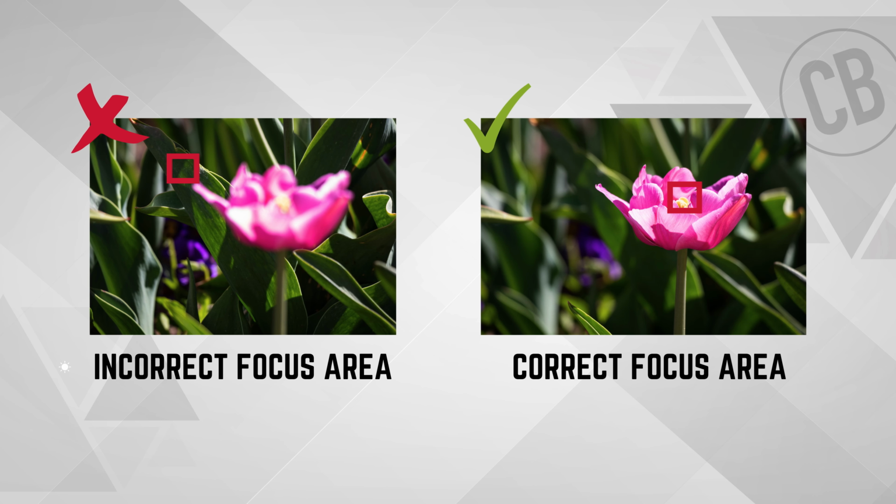Now, a focus area is going to make sure that you get the focus in the right part of your image. And it's going to coincide with the type of focus mode that you're using based on the subject you're capturing. Let's look at some examples.